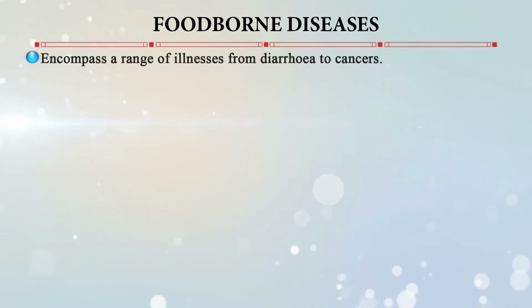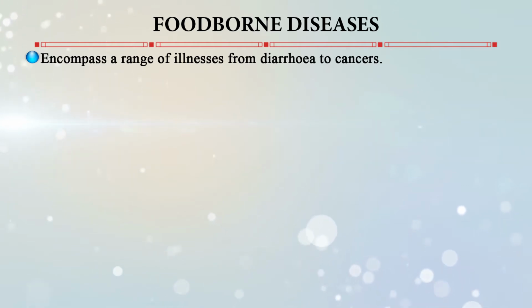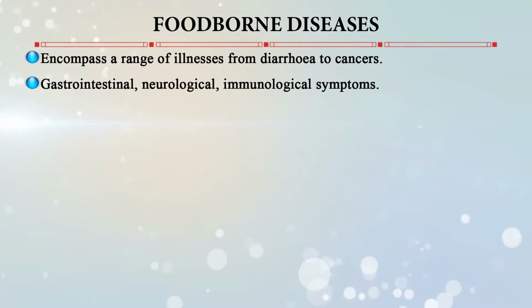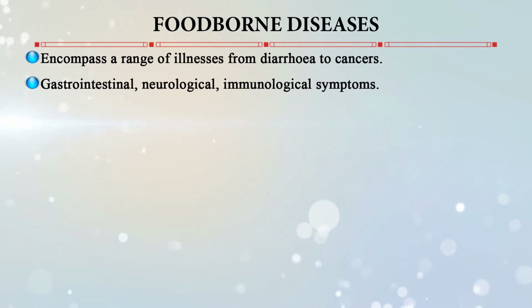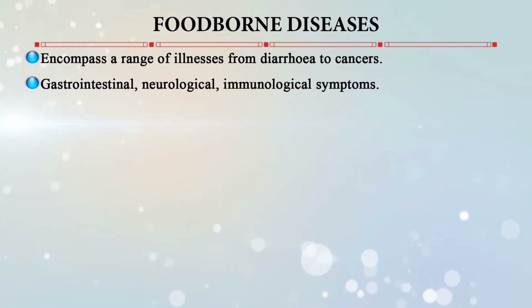Now let us have a look at foodborne diseases. This encompasses a range of illnesses. It could range from diarrhea to even severe cancers. So normally it causes gastrointestinal upset as a mild asymptomatic or symptomatic upset. It can cause neurological disorders. It can also cause immunological symptoms.